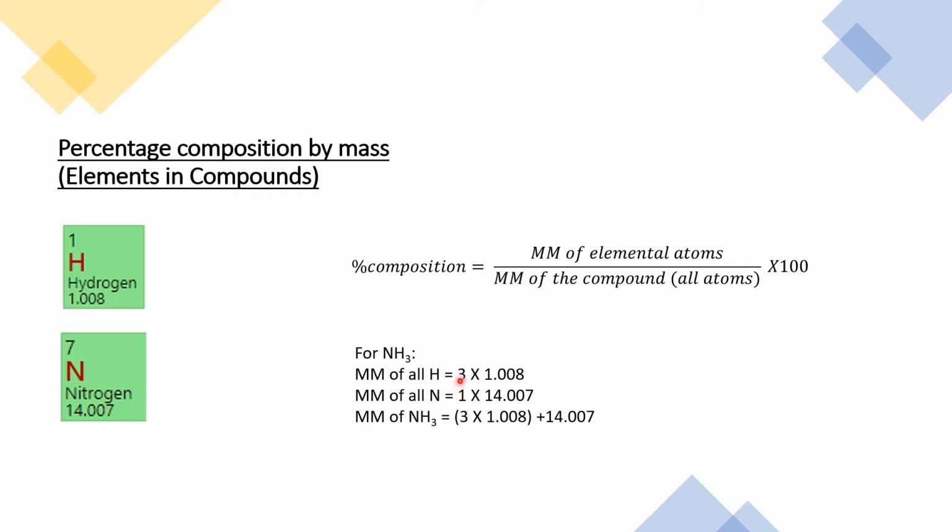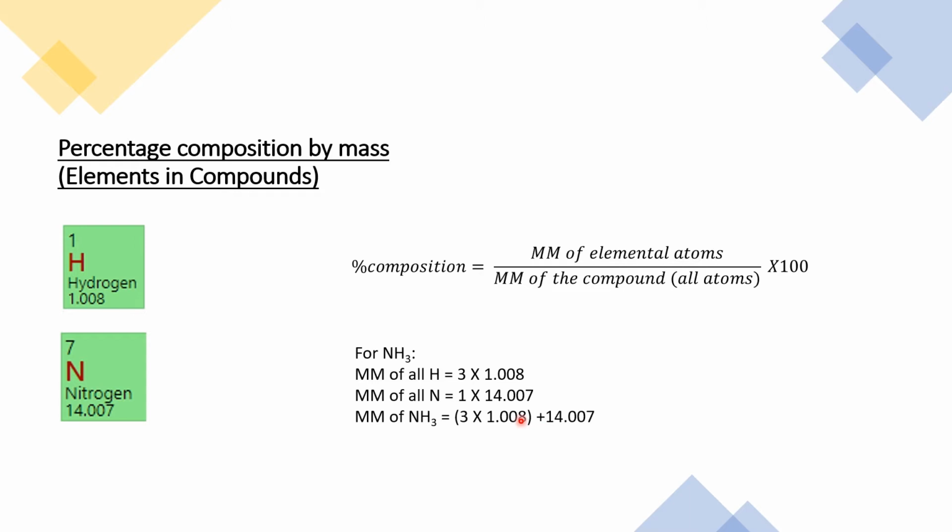Now you'll notice that we multiplied hydrogen by 3 because there are 3 hydrogens in the chemical formula for ammonia, and we multiplied the molar mass of nitrogen by 1 because there's only 1 nitrogen atom. If you were to add up all of those numbers together, you would also get the molar mass of the ammonia as well. So let's say that we were trying to find the percentage composition of hydrogen in ammonia. What we would need is to take the molar mass of all of the hydrogen, which would be 3 times 1.008, and divide it by the molar mass of the compound, which would be the sum of these two parts.